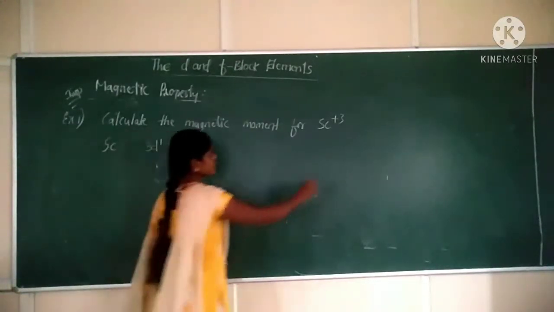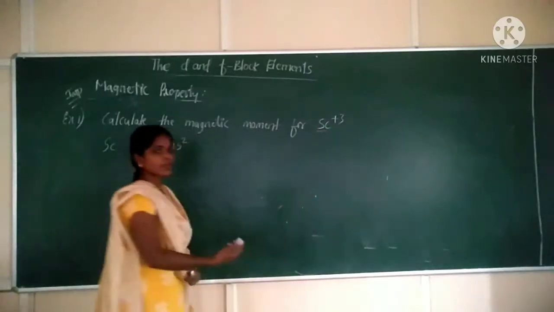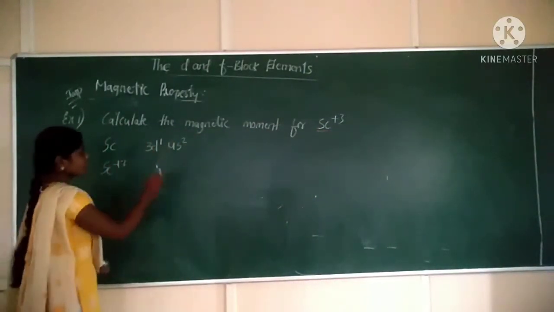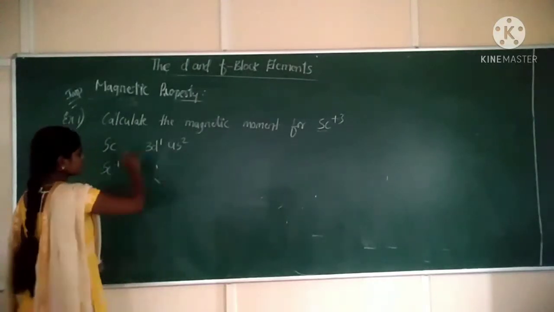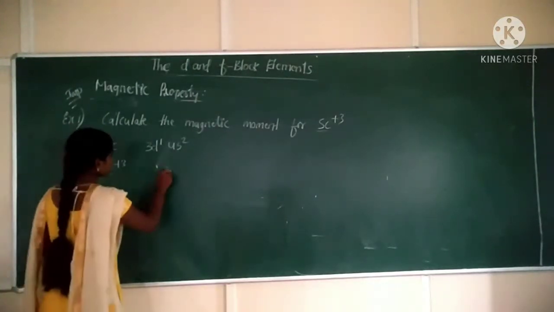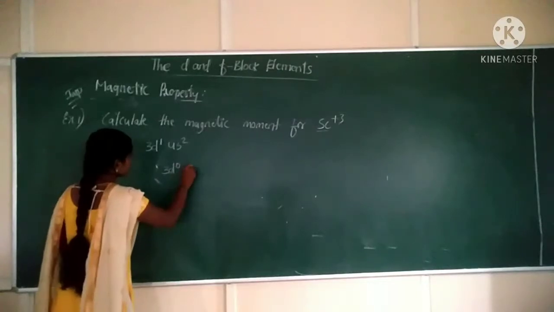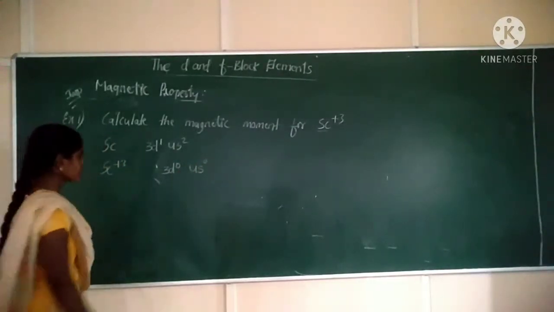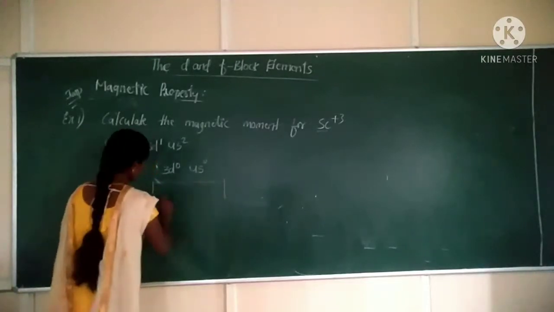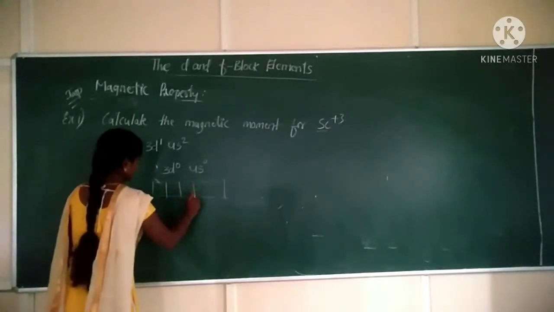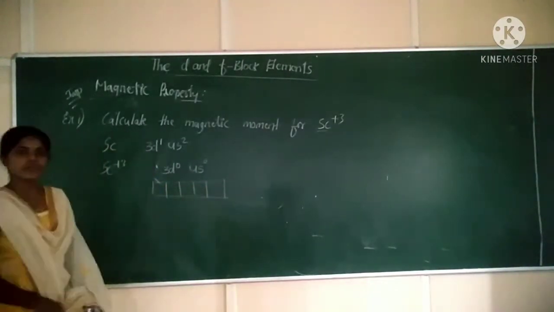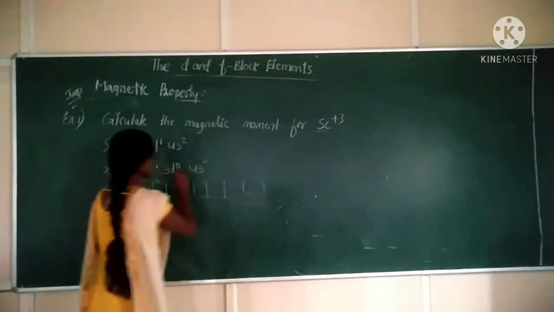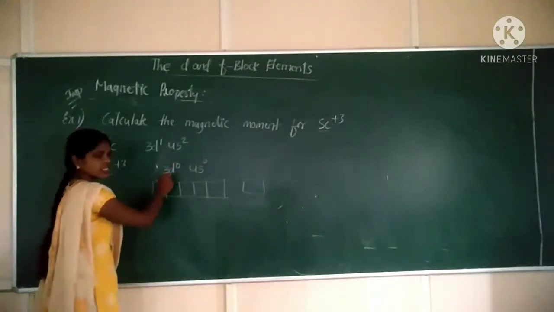But we have to calculate the magnetic moment for scandium plus 3. Scandium plus 3 means removing 3 electrons, 2 from 4s and 1 electron from 3d. So the resultant configuration is 3d0 4s0. Now write the orbital diagram. Do you have any electron? No. There is no electron in the 4s shell as well as the 3d shell.